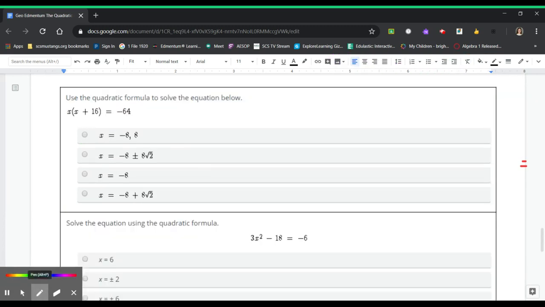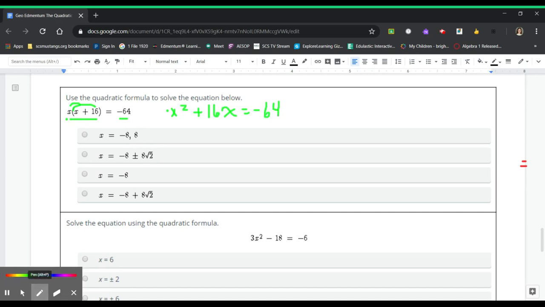Looking at this next one, they want us to use the quadratic formula to solve the equation below. So the first thing we always have to check is, do I have a regular quadratic equation? Is everything set on one side of the equal sign and simplified? If I look, this is not simplified and this is not a 0. So I've got some things I need to do. The very first thing that I'm going to do is distribute that x so that we end up with x squared plus 16x is going to be equal to negative 64.